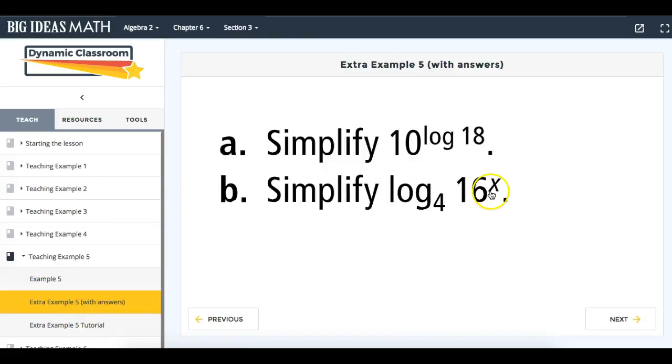Now, what I want you to do is simplify these two expressions using those two rules, and then enter them into the box that I'm going to give you.